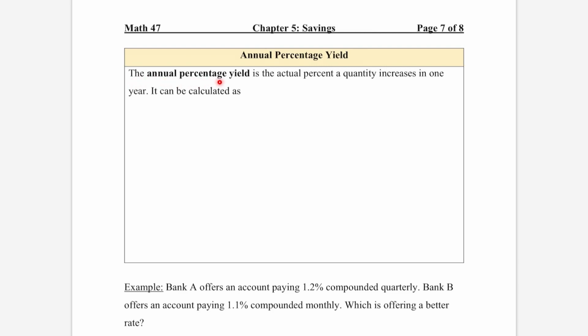The annual percentage yield is the actual percent a quantity increases in 1 year. It can be calculated as APY equals (1 plus R over N) raised to the N, minus 1. So you can use this formula instead.